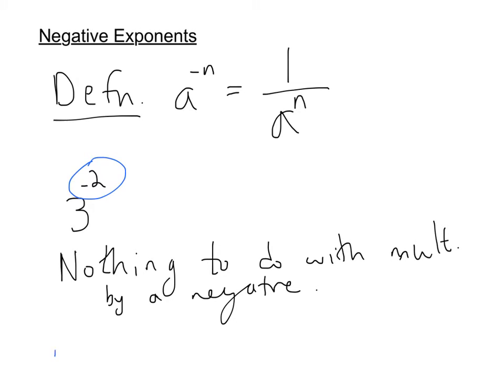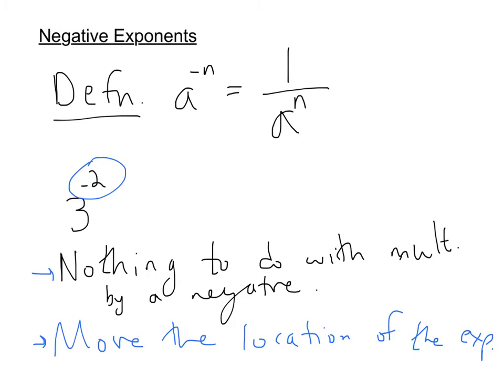What it does mean is move the location of the exponent. That's exactly what a negative exponent means. It means move its location, and then you're going to make the exponent positive. By location, we're either going to refer to numerator or denominator. So in this case, 3 to the negative 2, well, you could consider this whole number over 1. So therefore, 3 to the negative 2 is in the numerator. Well, the meaning of a negative exponent means move it to the denominator and make the exponent positive. Therefore, this would equal 1/9.